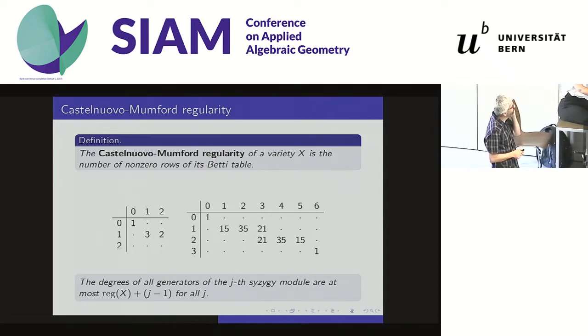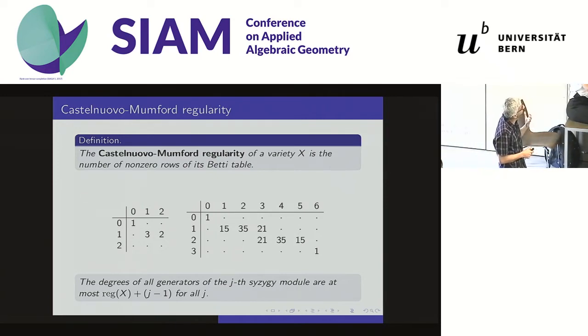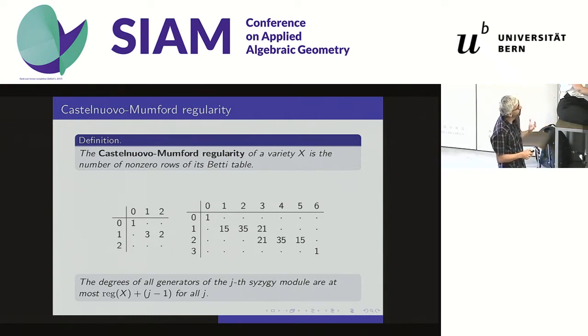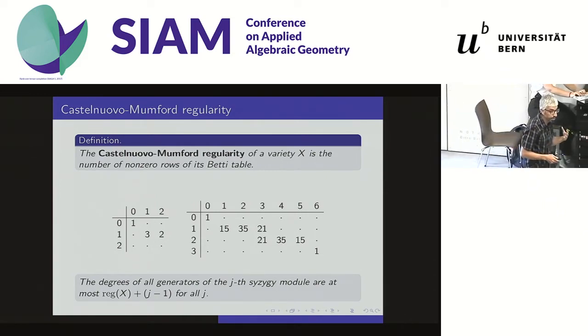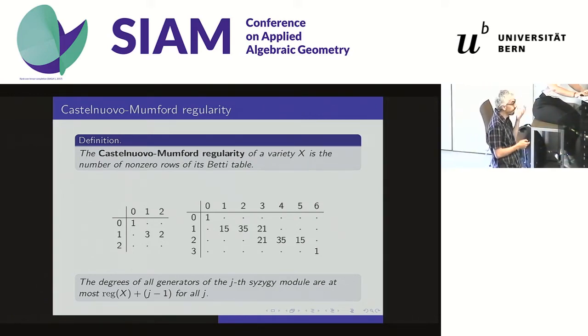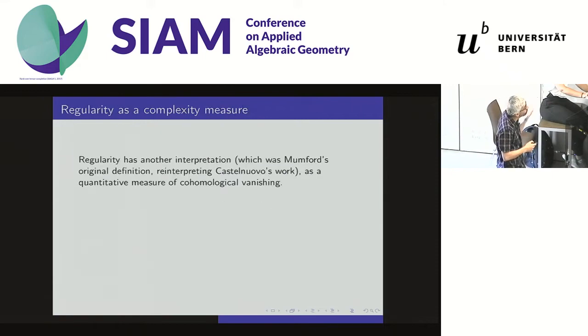Now, what is the regularity? Well, the regularity essentially bounds the degrees of all generators of all syzygy modules. Specifically, the degrees of the generators of the j-th syzygy module are at most the regularity plus j minus 1. So this is really a number that measures how big is the degree of your generators. And in that sense, a measure of complexity. But this is not the only sense.